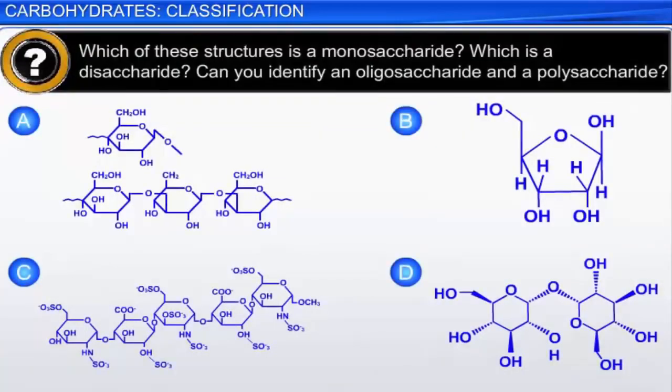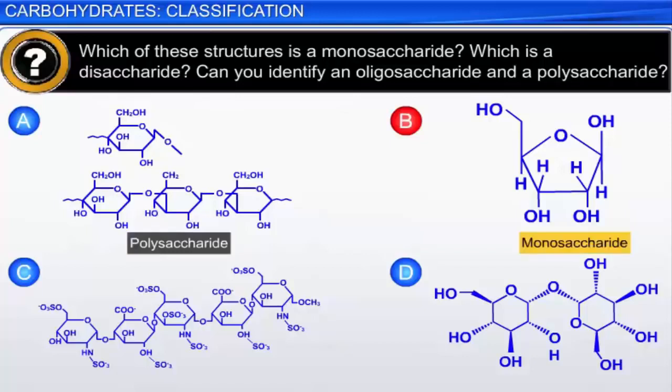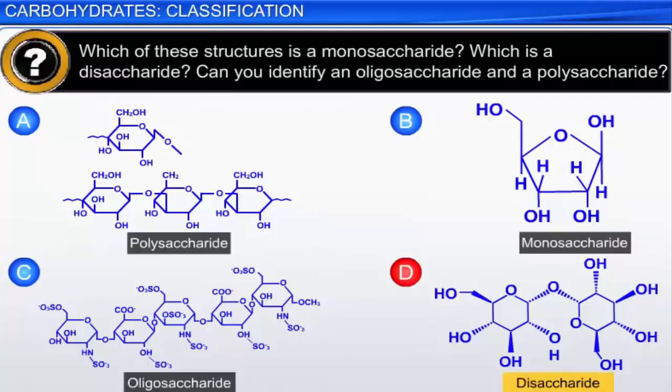Which of these structures is a monosaccharide? Which is a disaccharide? Can you identify an oligosaccharide and a polysaccharide? Molecule A is a polysaccharide. Molecule B is a monosaccharide, while molecule C is an oligosaccharide. Molecule D is a disaccharide.